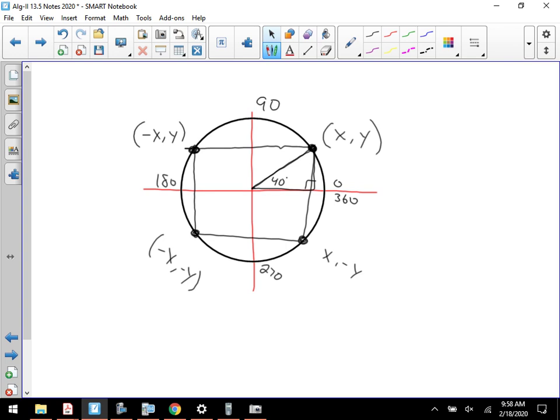Now, do you remember? Let me ask you before I get there. What comes first in the alphabet, sine or cosine? What comes first in the alphabet, x or y? Okay.